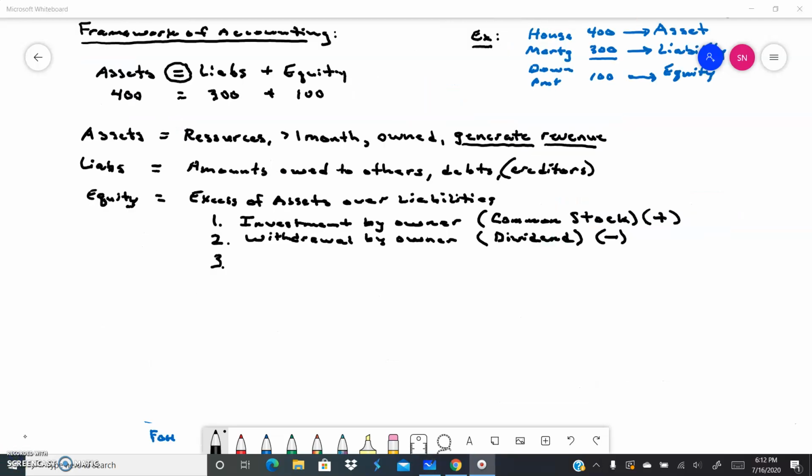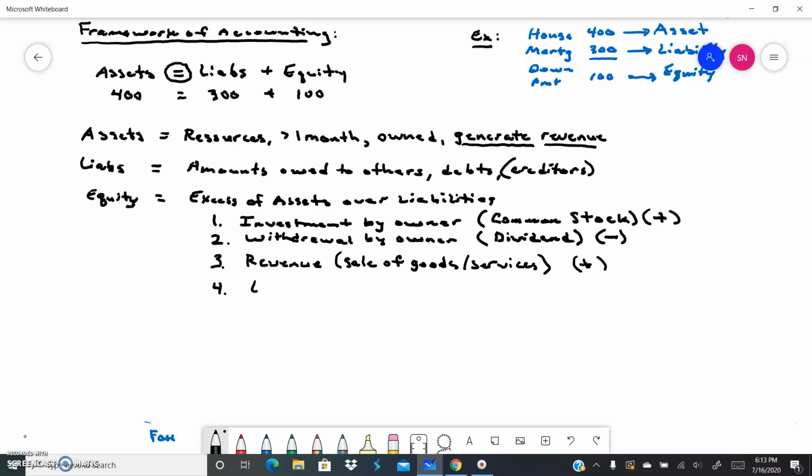The third element of equity is what's called revenue. Revenue is the sale of goods or services. Remember, that's why we're in business. We're in business to generate revenue. We're in business to sell goods or services. That's going to be an increase in equity of the company.